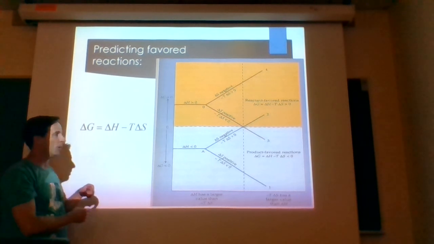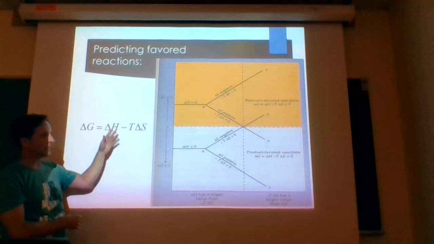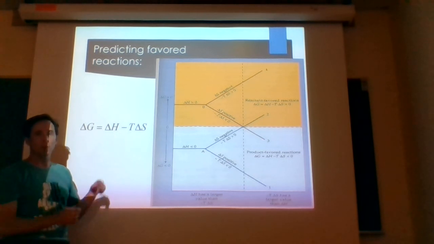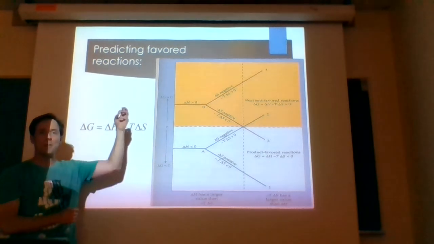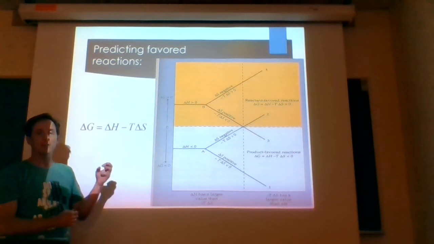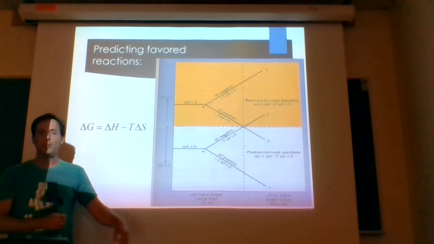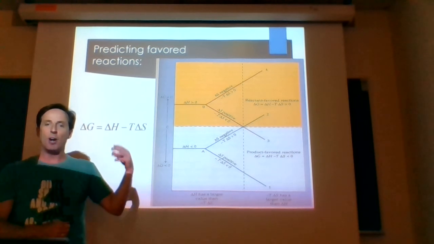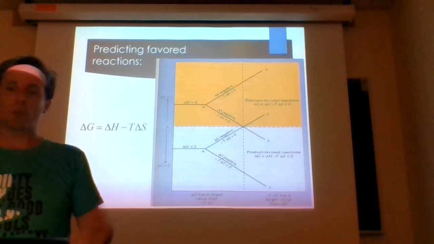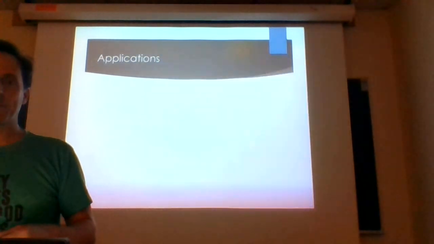Okay? So I have a combination where it's always spontaneous, I have a combination where it's never spontaneous, I have a combination where it's spontaneous at high temperatures, and I have a combination where it's spontaneous at low temperatures. You need to be able to think your way through that on a given situation and answer a question. So that's what the next slide is.